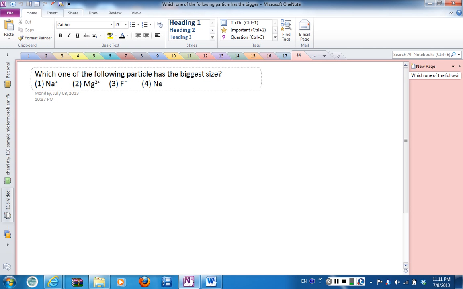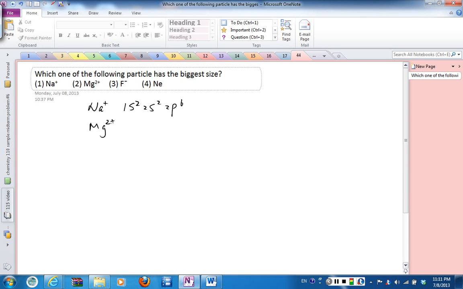To check out the size, let's first think about the electron configuration. Because eventually, how far is the valence electrons to the nucleus? That would determine the size of atoms. So, let's go. Sodium plus. Sodium has 11 electrons, losing 1. Now you got 10. 1s2, 2s2, 2p6.